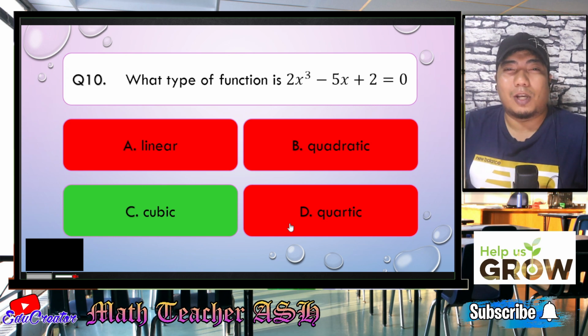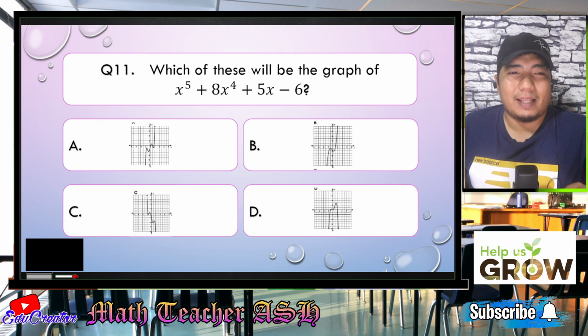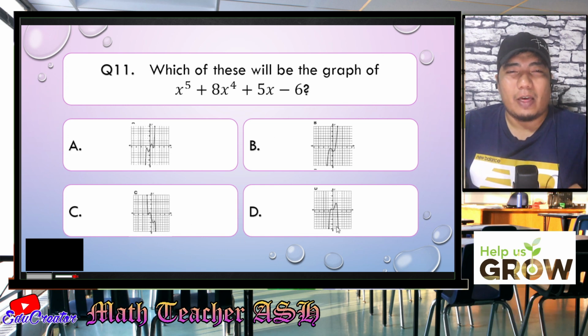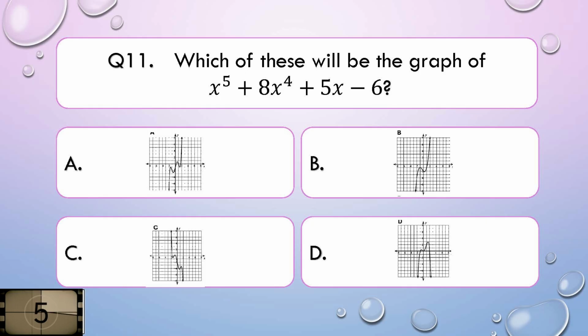Now let's go to question number 11. Which of this will be the graph of x to the 5th power plus 8x to the 4th plus 5x minus 6? Is it A, this one, B, this one, C, this one, or D, this one? I'll give you 5 seconds to think about your answer.